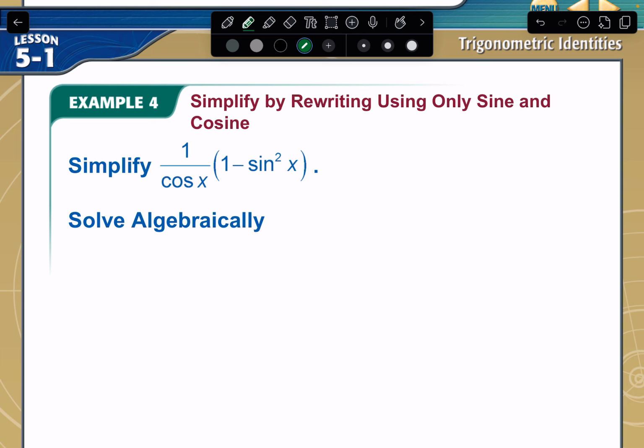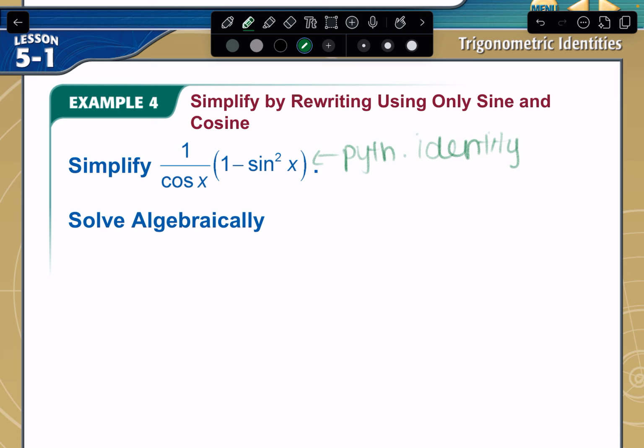So, your first step in this: I already have 1 over cosine, so I'm going to leave that alone. My 1 minus sine squared x. If you see anything that is automatically squared, that should point you to your Pythagorean theorem identities. Those are the only identities that have squares in them. Your other ones you can kind of make have squares, but the Pythagorean theorem identity is the only one that actually starts with squares included in it.